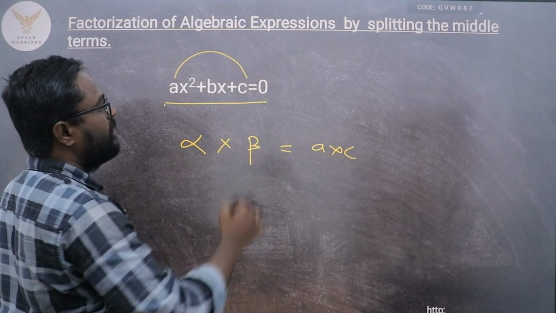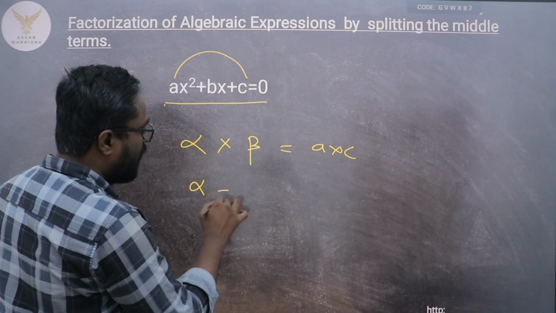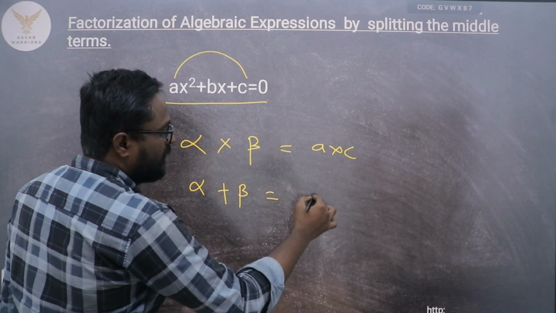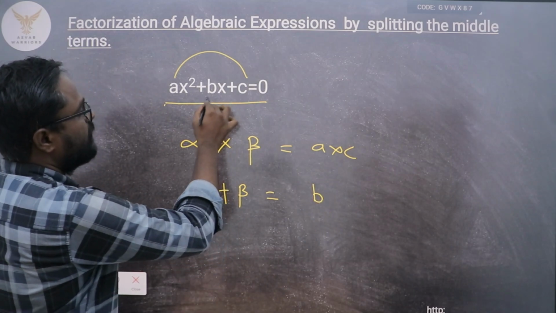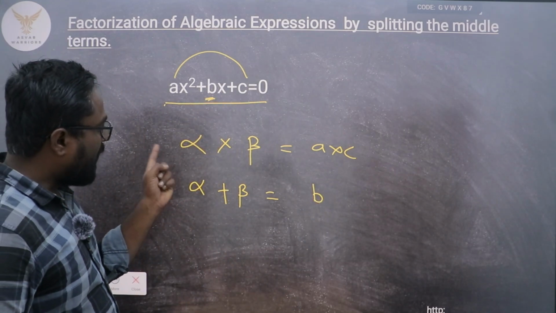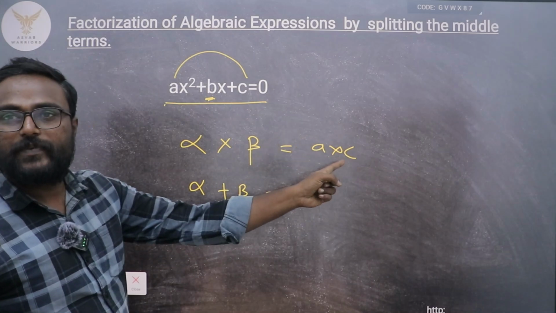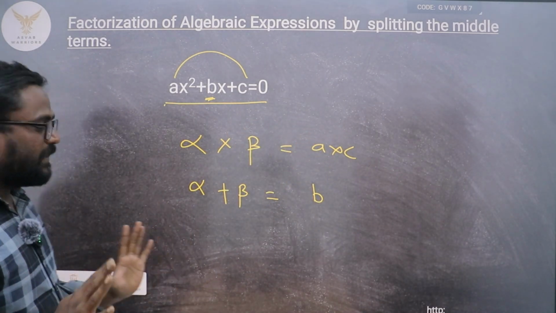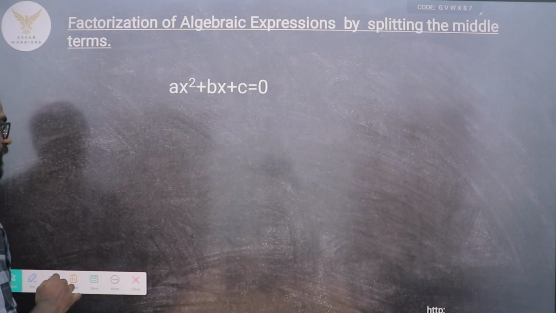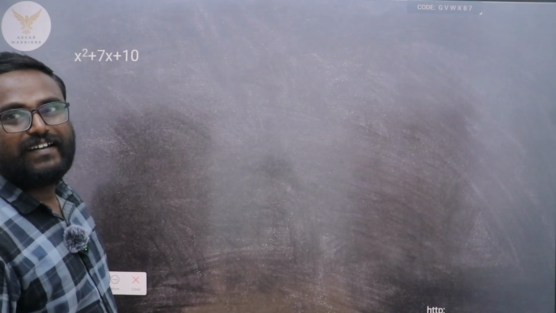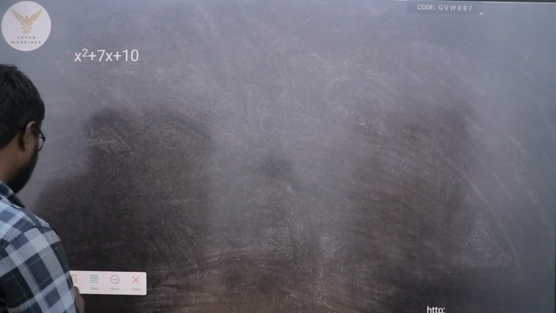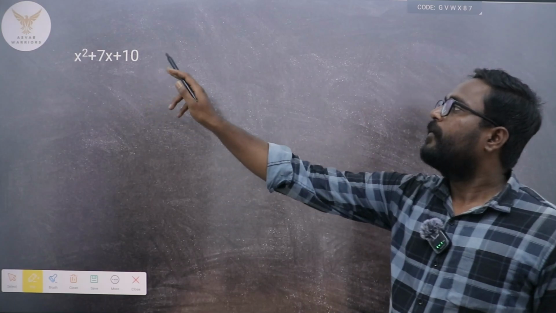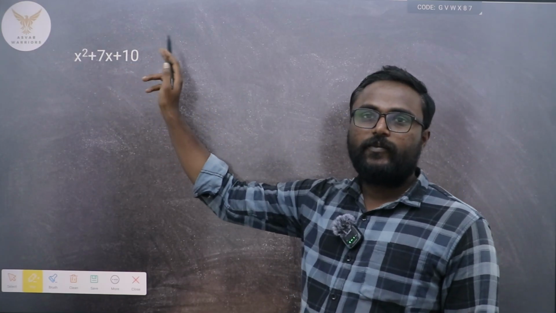Here there is a, here there is c, and alpha plus beta should be equal to b. Okay, alpha times beta should be equal to a times c, and alpha plus beta should be equal to b. Don't worry, I'll explain that with some examples so that you can understand it very carefully. Now let's say the question says x square plus 7x plus 10.